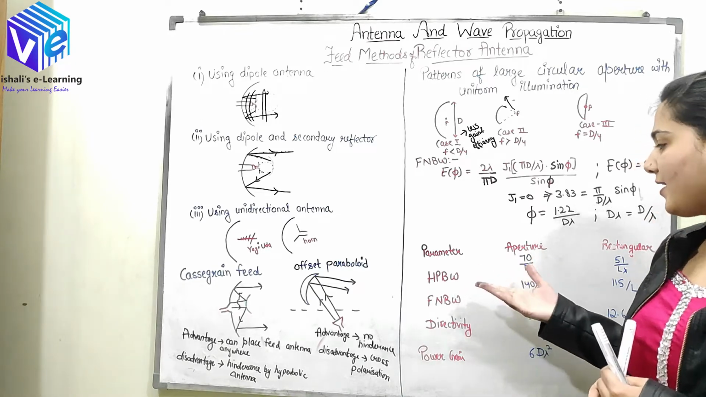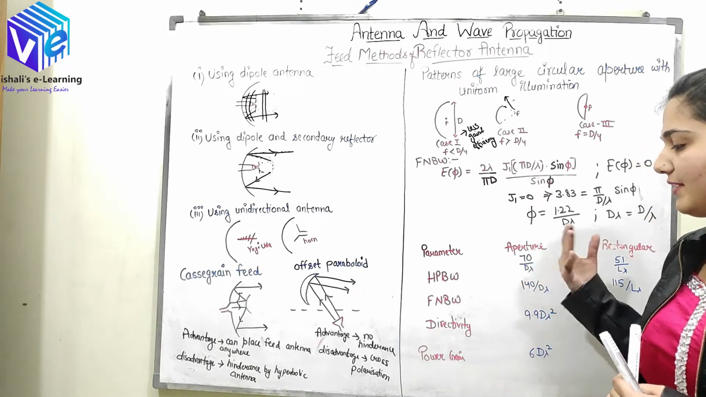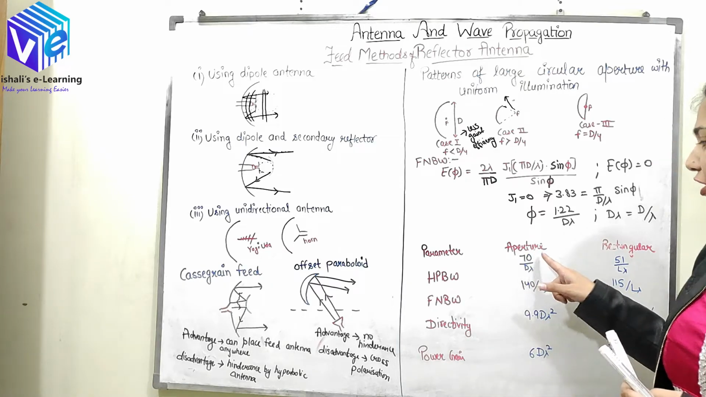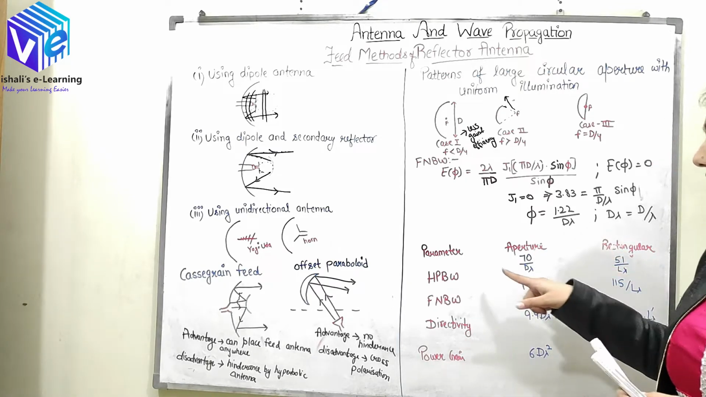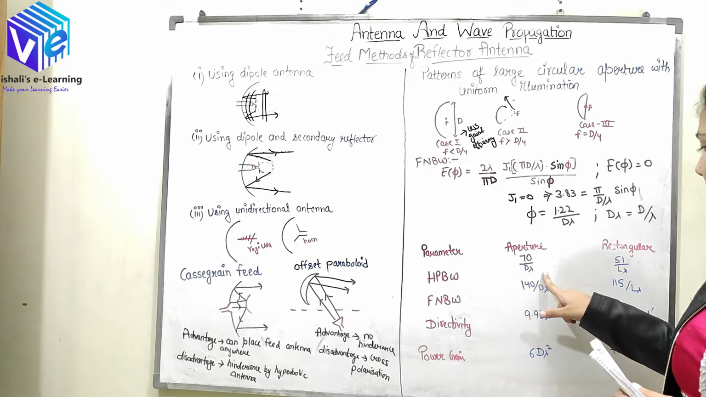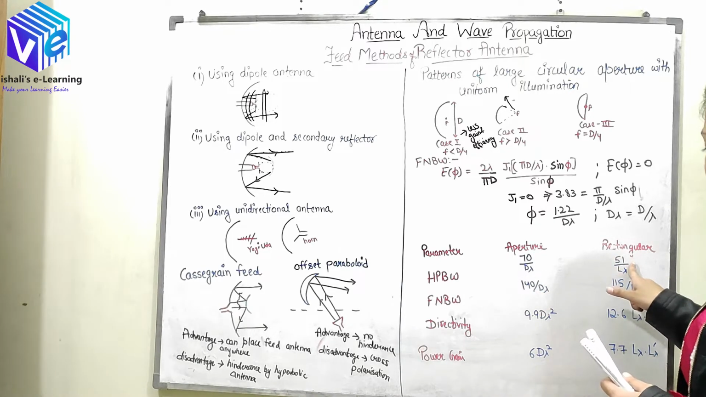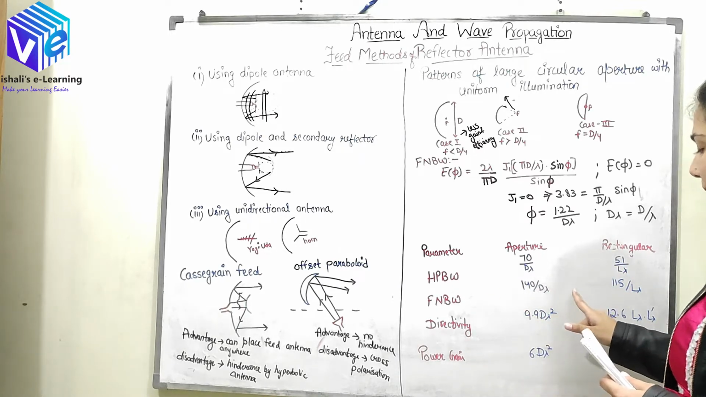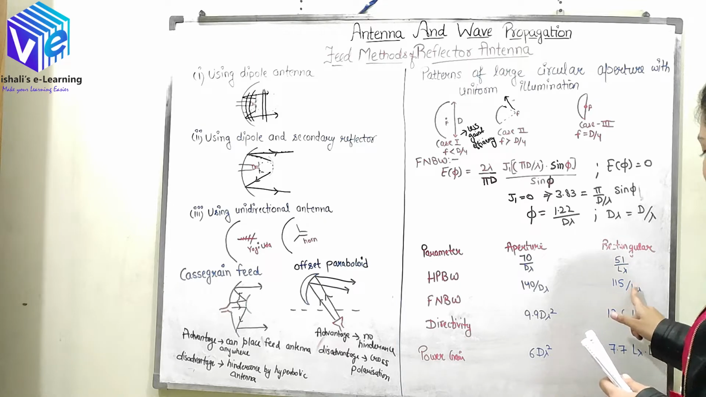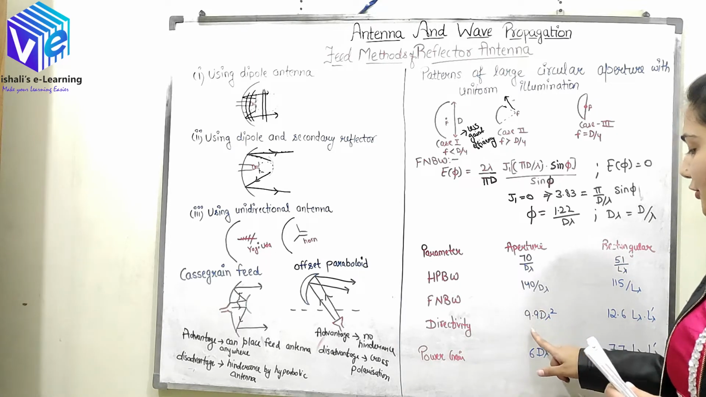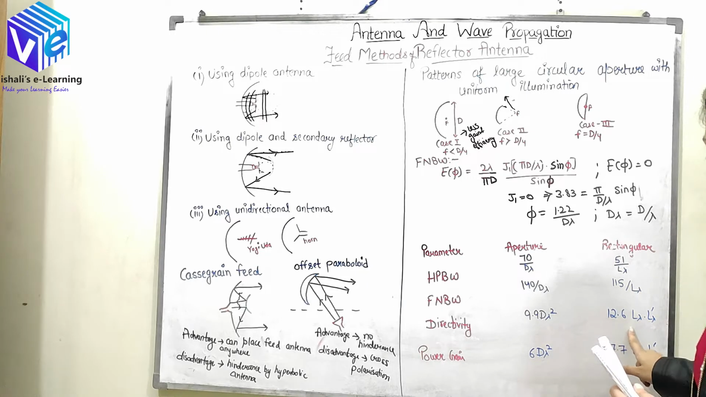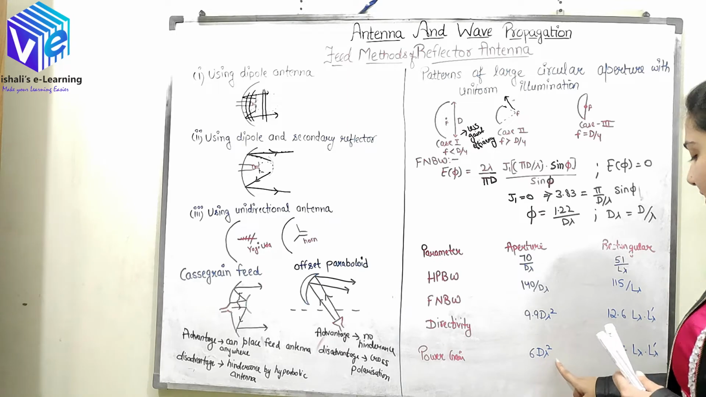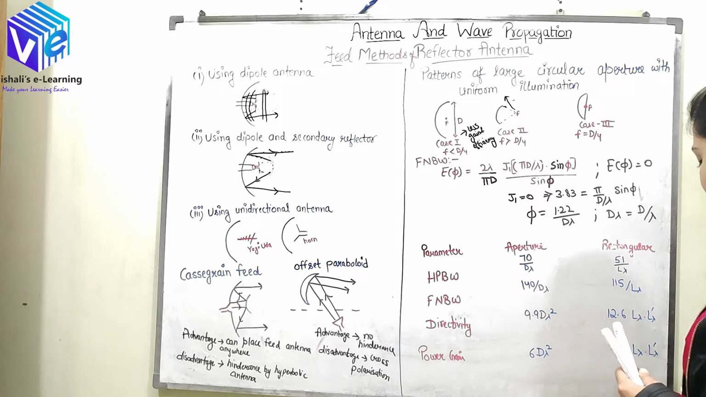Here are various parameters for half power beam width, first null beam width, directivity and power gain. For the aperture antenna and for the rectangular antenna, half power beam width is equal to 70 upon d lambda. For rectangular it is 51 upon L lambda. First null beam width is equal to 140 upon d lambda. For rectangular it is 115 upon L lambda. Directivity is equal to 9.9 d lambda square; for rectangular, 1.26 L lambda into L lambda dash square. Power gain is equal to 6 d lambda square. Here it is 7.7 L lambda multiplied by L lambda dash square.